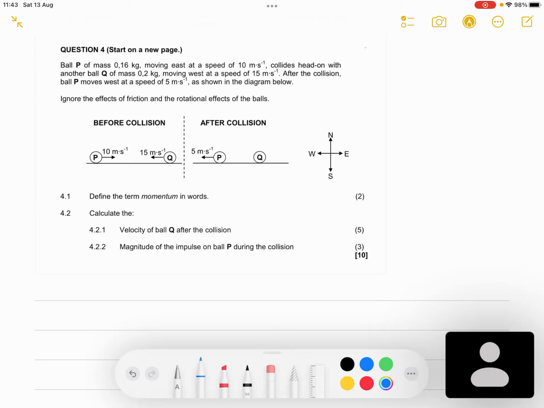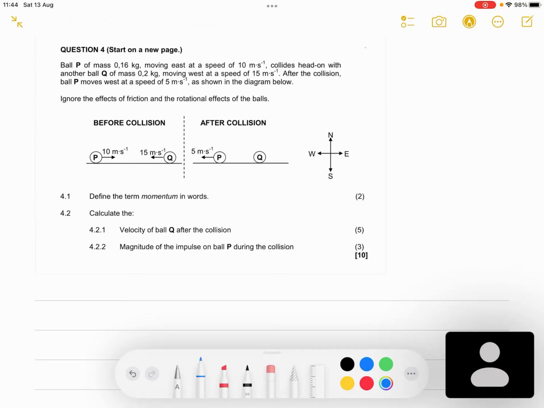Okay, so we have a picture showing us before the collision and after the collision. And in the momentum questions, on the right, you can see the directions, north, east, south, and west. Sometimes they will give us directions like these, and sometimes they would say to the left or to the right, or moving up or down. So when we are answering the question, we will just use the same notation. In this case, they said ball P is moving east. So when they ask us for the velocity, we will give the magnitude, and when we give the direction, it will be in terms of north, east, south, and west.